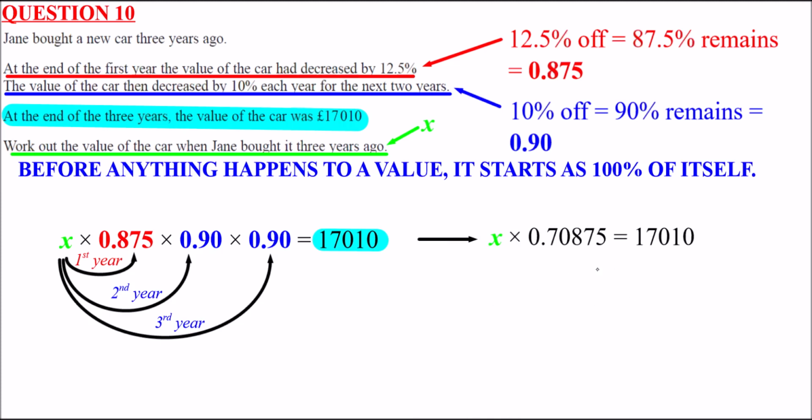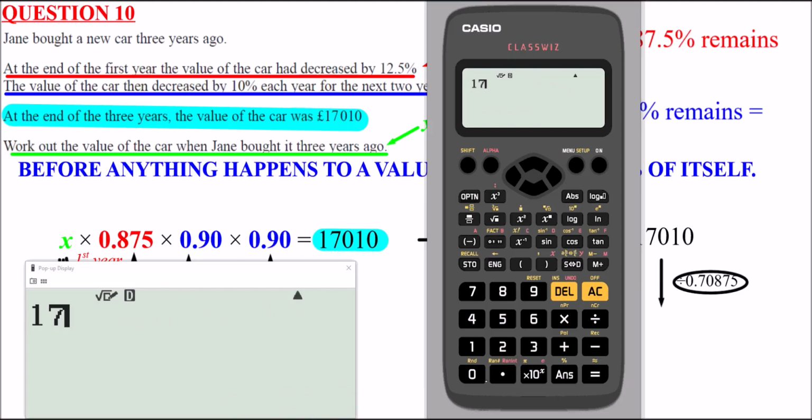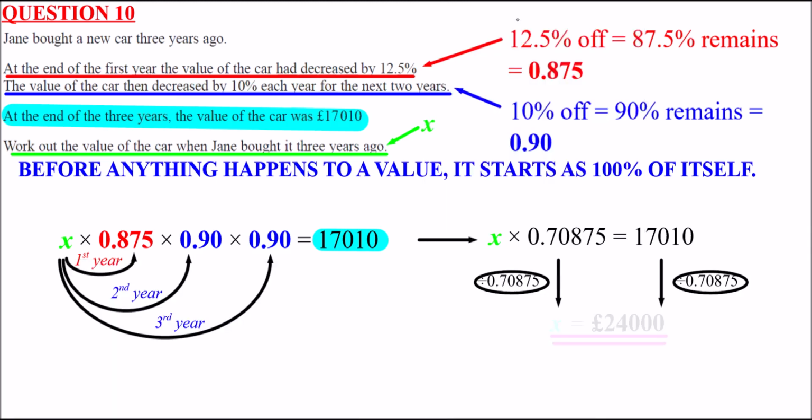This now actually is a very simple equation to solve. We need to have x on its own, we need to get rid of the 0.70875. We do that by dividing both sides of this equation by 0.70875 to isolate x. And if we do that, 17,010 divided by that particular answer, which is stored in our calculator very nicely, we get £24,000 exactly, which is very convenient. So therefore, the initial value x must have been £24,000 when she bought it.